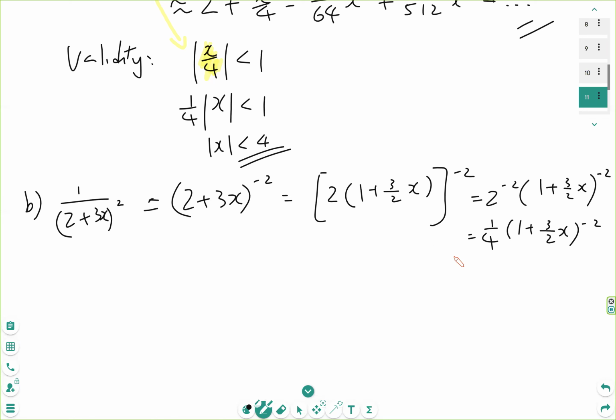Before applying the binomial expansion, this is the format you should be getting to: a quarter, 1 plus 3 over 2 x, to the power of minus 2, roughly equals a quarter. Now do the expansion. Pause the video, have a go. When you're ready for the answer, you can press play.